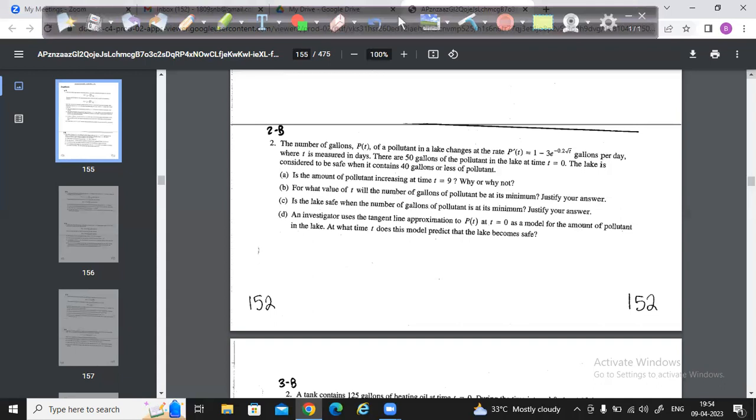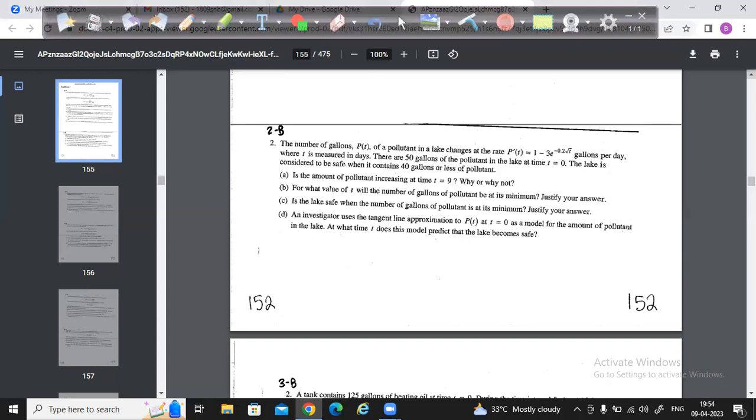Is the amount of pollutant increasing at time t equal to 9? So you just need to find P prime of 9. Increasing is a simple concept, only people get afraid. Find f prime of x; if it is greater than 0, it is increasing. It is a calculator based question. You are not required to do anything, just find the value using the calculator. But you should know what to answer.